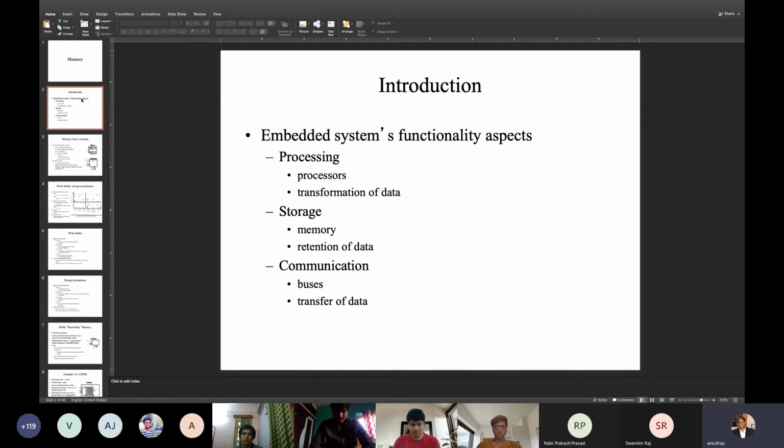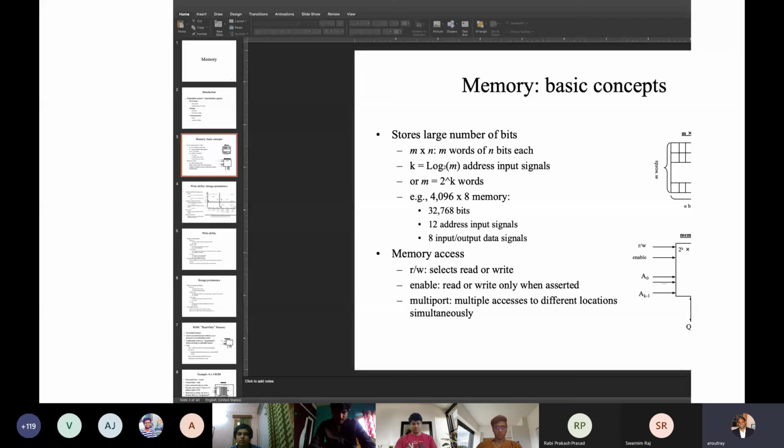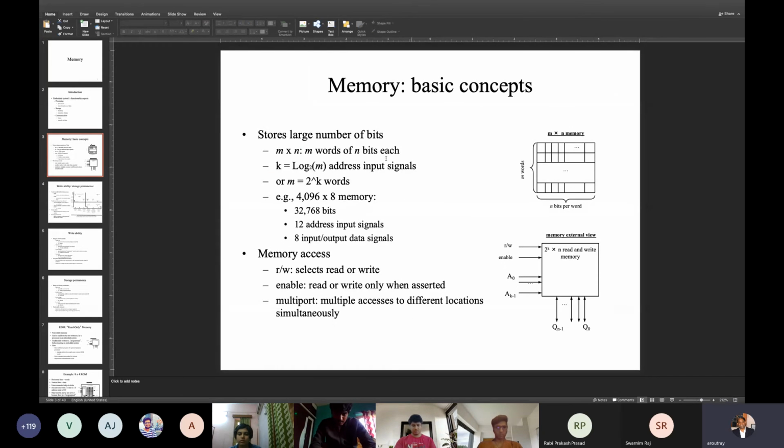So you can see, there are 3 things which are functionalities of the embedded system: processing, storage, and communication, for transmitting data. The basics of memory you have been taught in digital systems, right? Can you see my slide or not? Yes, sir. Okay. So based on the storage permanence and the access, you can have this.